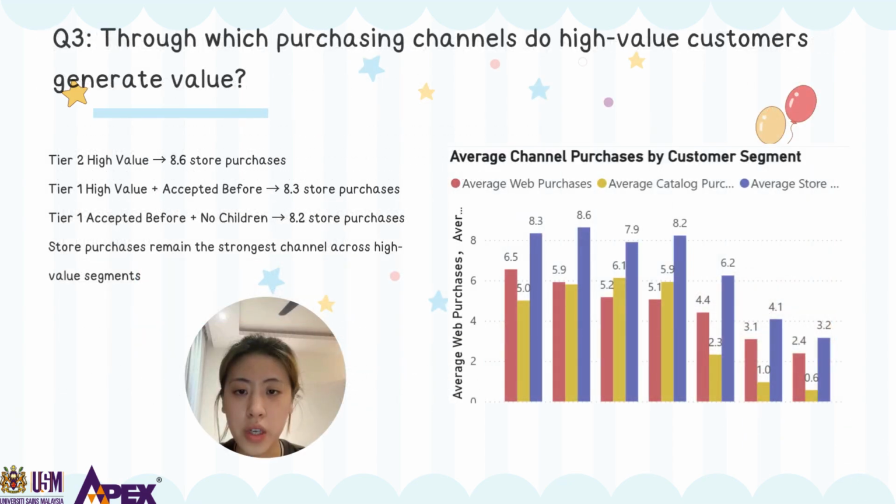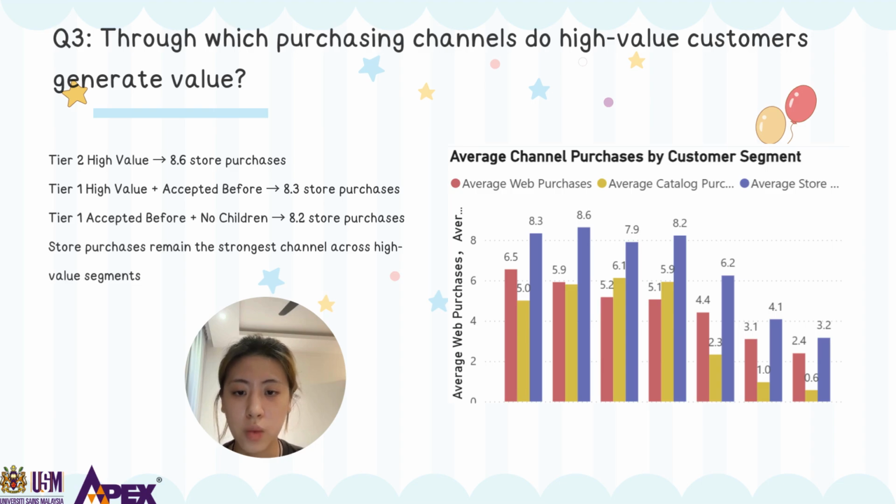For question 3, we move from customer profile to purchasing channels. The chart shows that store purchases are still the strongest channel across high-value segments. Tier 2 high-value customers have 8.6 average store purchases. Tier 1 high-value accepted before customers have 8.3, and Tier 1 accepted before no children customers have 8.2.